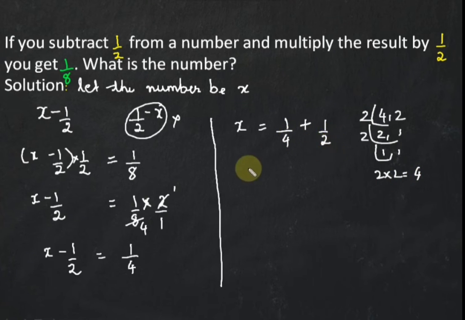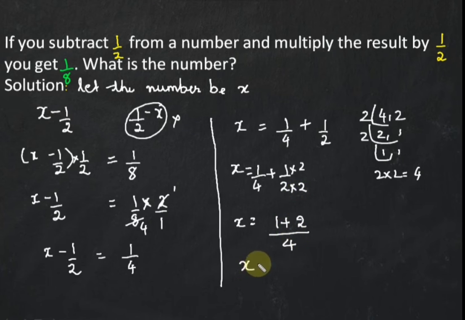So 2 into 2, x is what? 1 by 4 plus half, you multiply this denominator with 2 and also the numerator by 2. So what will the denominator be? 4. x is equal to 1 plus 1 into 2 is 2, and the denominators are the same, so write it, divide by 4. x is what? 3 by 4. So this is the answer. The number you got here is 3 by 4.